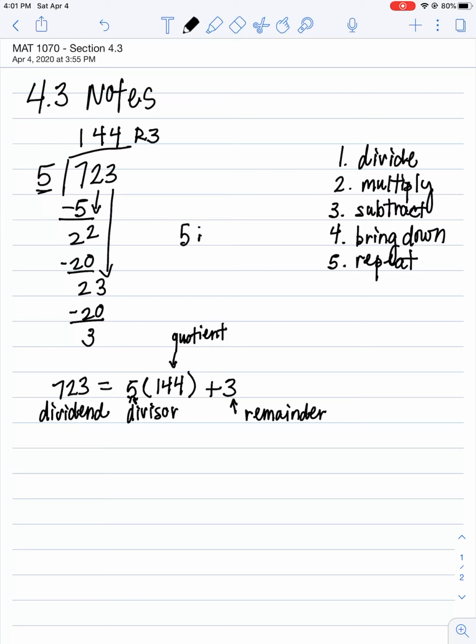Another word is called a factor. So 5 is not a factor of 723 because it does not divide evenly. Why is it not a factor? Because we have a remainder of 3. The only time something is a factor is when you get a remainder of 0. So think about it. 4 is a factor of 20 because 4 divides evenly into 20. 8 is a factor of 16 because 8 divides evenly into 16. So 5 was not a factor because it did not divide evenly into 723.